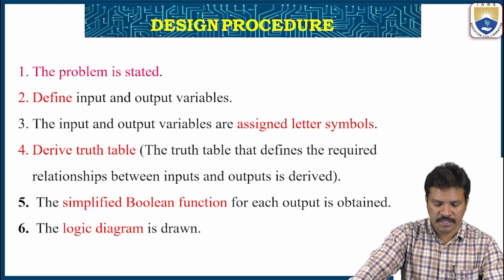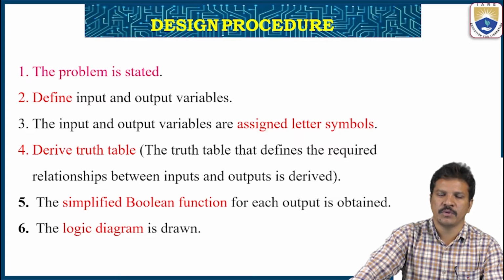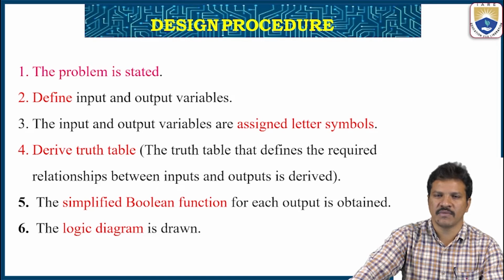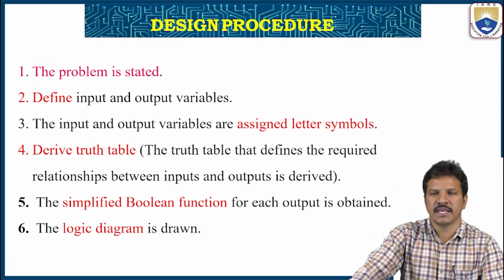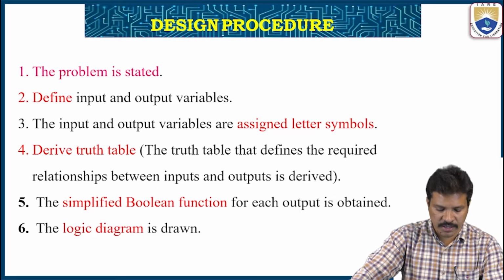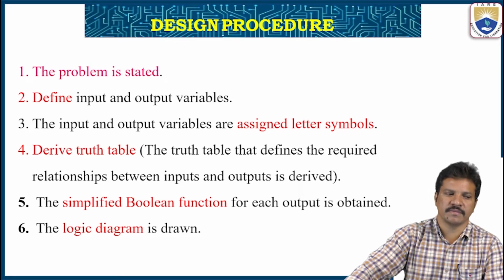The next step is that the simplified Boolean function for each output is obtained. Whatever the output in the truth table, each output column needs to be simplified with the help of theorems or with the help of the Karnaugh map. We have already studied Boolean theorems. They are somewhat difficult to apply, so that's why we go for a Karnaugh map. By using the Karnaugh map, we can minimize the Boolean functions into the minimum number of literals. And then next, draw the logic diagram for its corresponding minimized Boolean function.